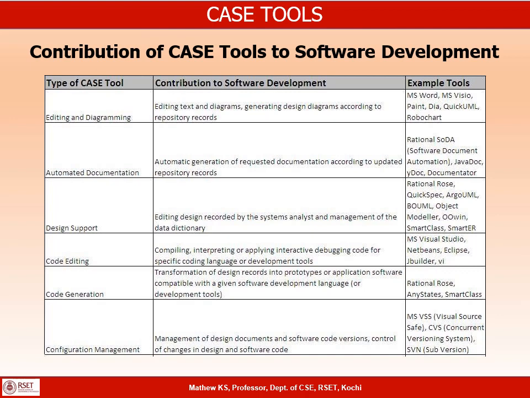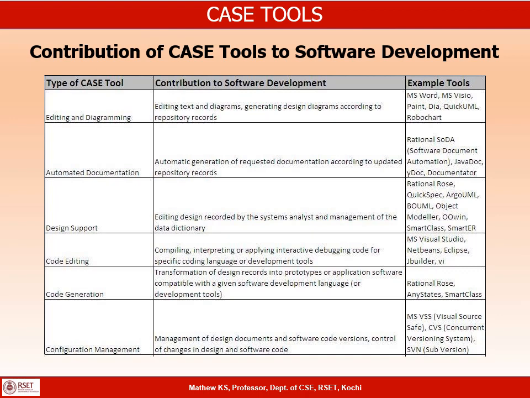There are a lot of tools which help in editing and diagramming, like MS Word, MS Visio, Paint, Quick UML, RoboChart. All these are diagramming tools which help the development team with diagramming. Automated documentation: as we said, there is a documentation feature available in our CASE tool which can be used for automating your documentation, like generating the SRS and the design document. All this can be automated using the documentation features available in CASE tools.